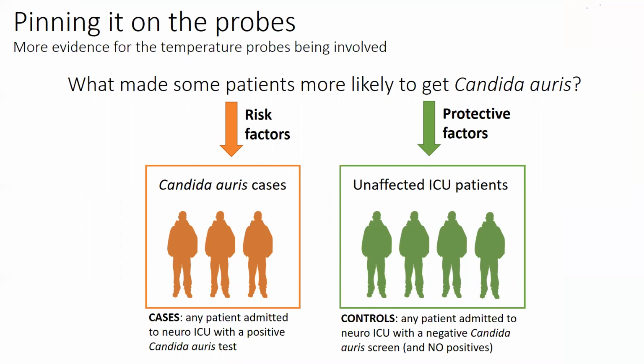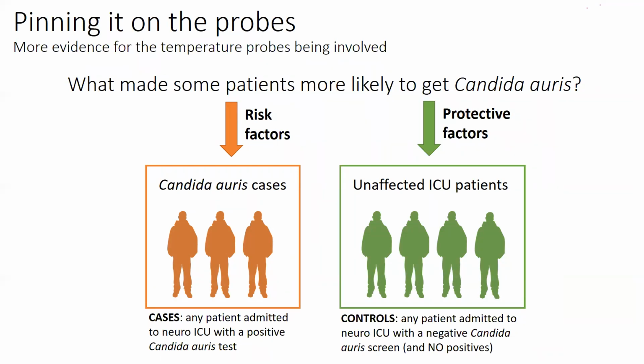We'd got fairly strong evidence from the cultures that the probes were important, but we wanted to see, well, was there some way we could triangulate a bit better that the probes were really the thing that mattered. So what we did was to take the electronic healthcare data that we've got, pull that into a research database, and then ask the question, well, what made some patients more likely than others to get infected?